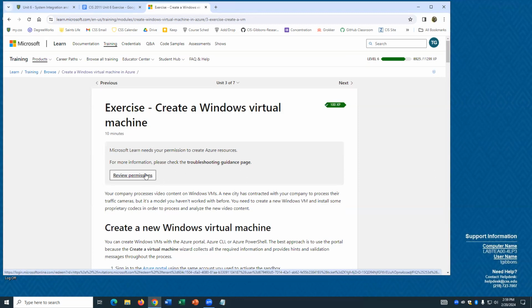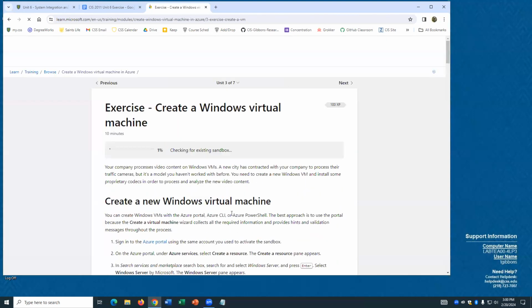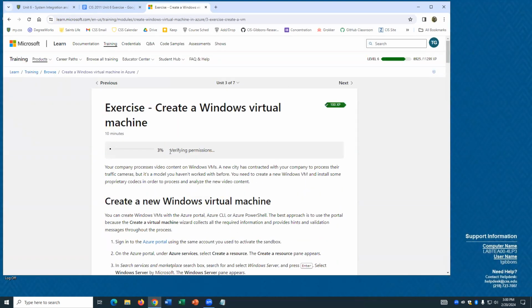Why didn't I have permission? Okay, I had to click that review permissions. You might have to do that also. Let's see if it will do it now.